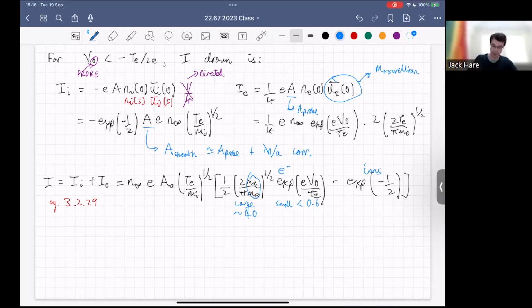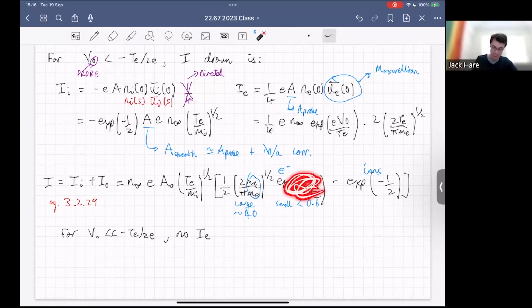Okay, so let's just check that this long equation matches what we thought we were going to get. So if we put V0 much, much less than minus TE over 2E, we're going to get no electron current. That's due to this exponential here is just going to go to 0. And so I is going to be roughly equal to the ion saturation current.